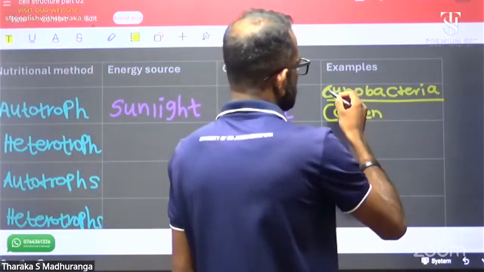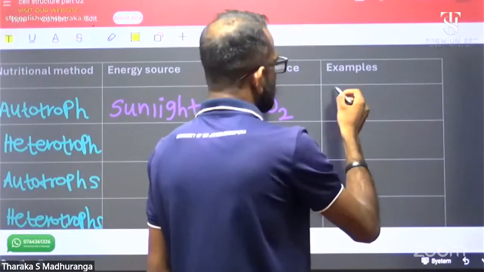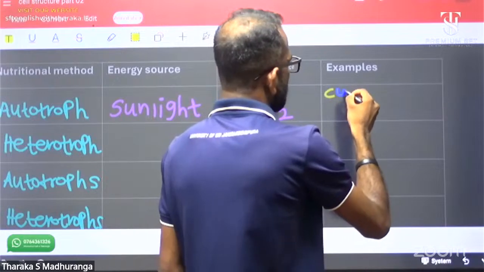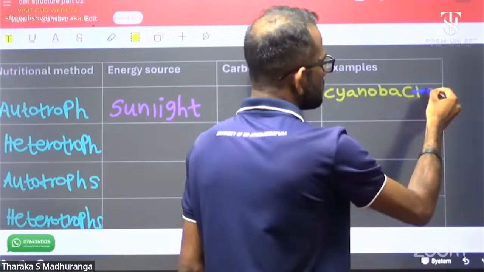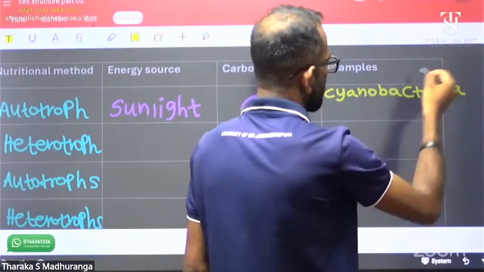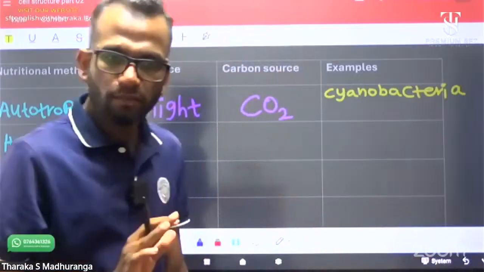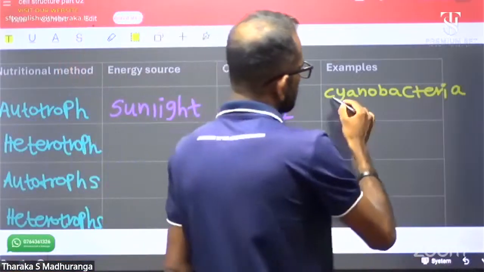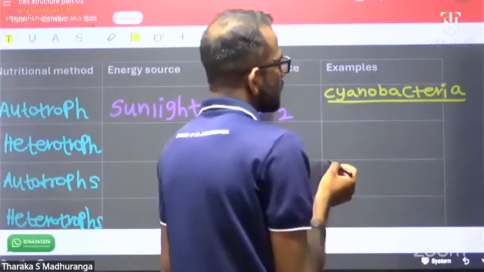Cyanobacteria. This is spellings not asking me. Spellings don't matter, okay? If a unit is missed here, there are no marks reductions. Cyanobacteria.